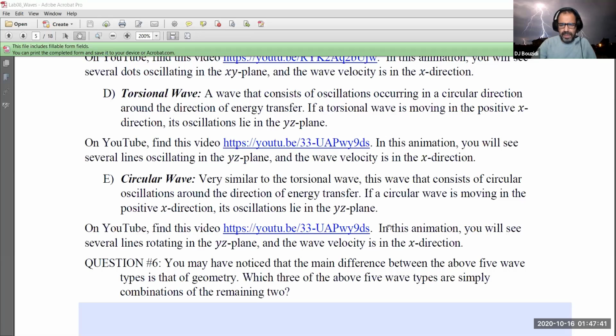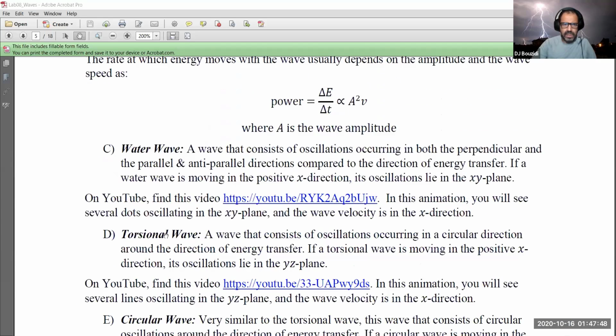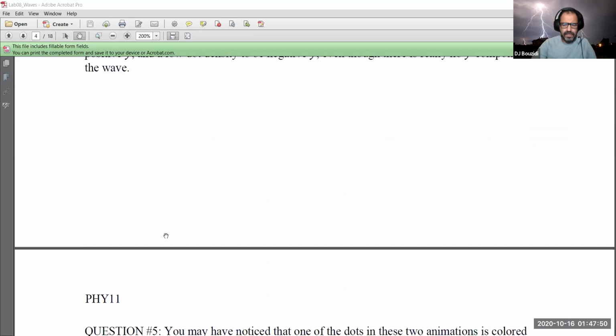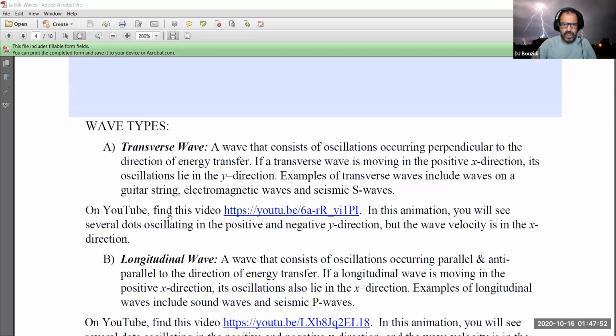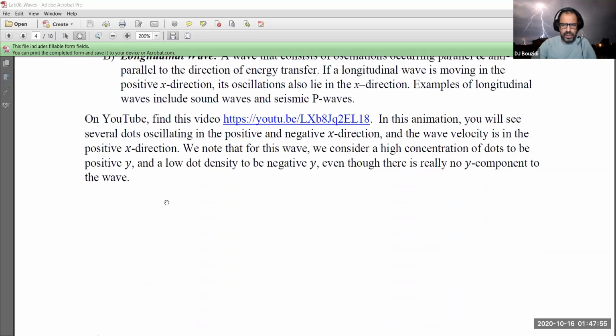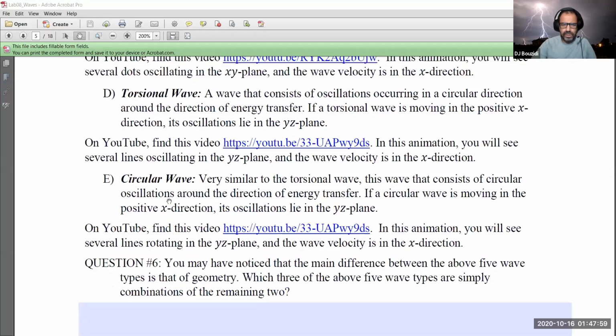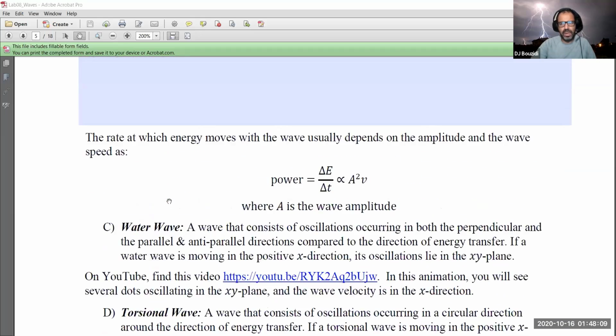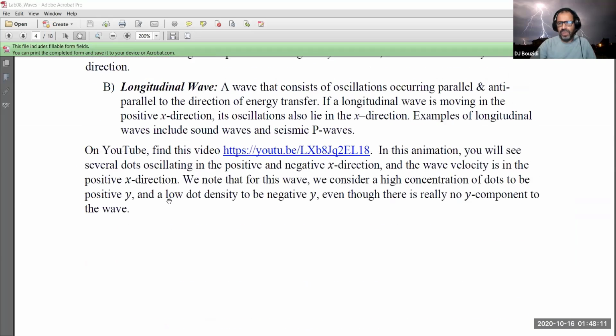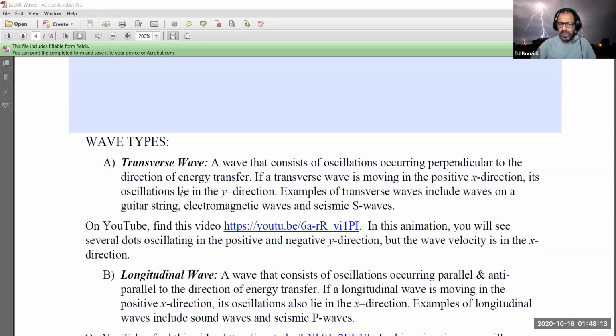You may have noticed the main difference between the above five wave types, so basically five in this case. Let's start from the beginning: transverse, longitudinal, water, torsional, and circular. Two are fundamental, and three are just a combination of the other two. And the two that are fundamental are these two actually.